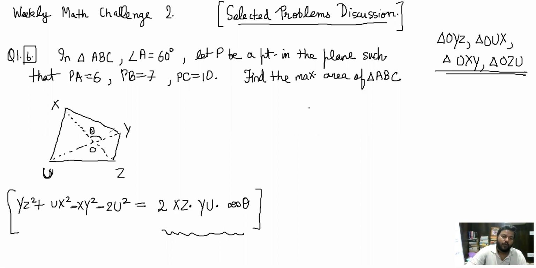So OYZ triangle, right? Now notice that this angle is 180 minus theta, because the diagonal was a straight line.